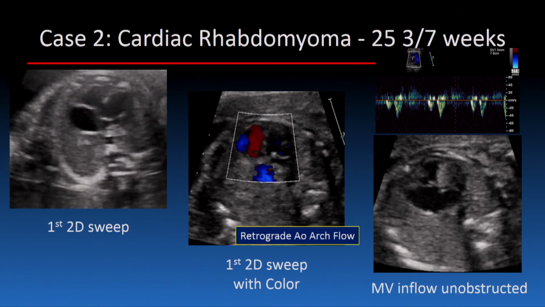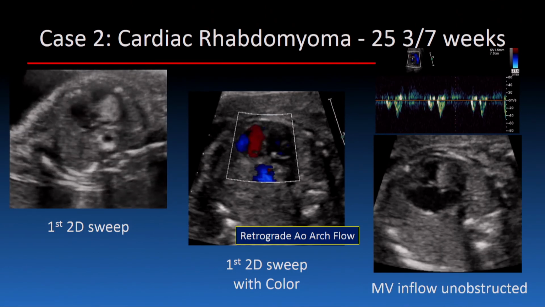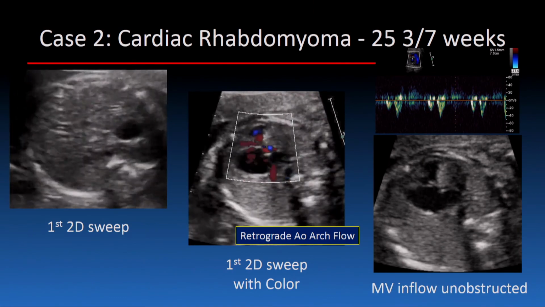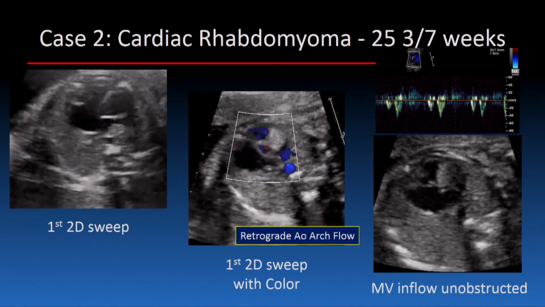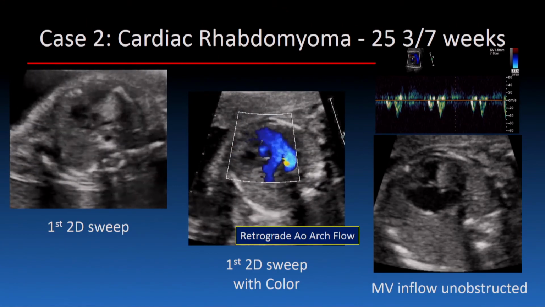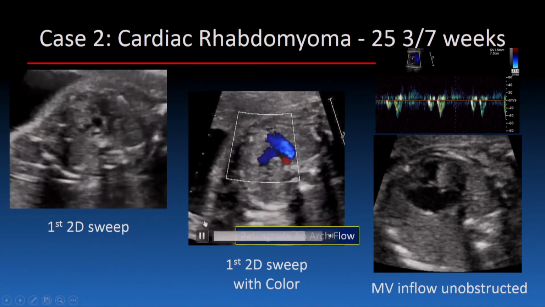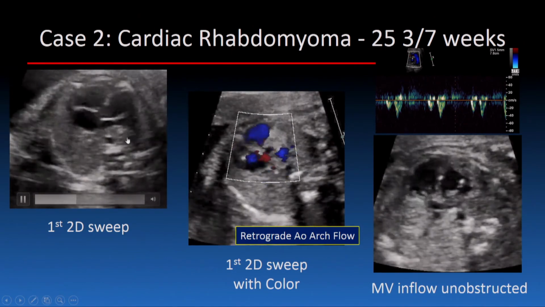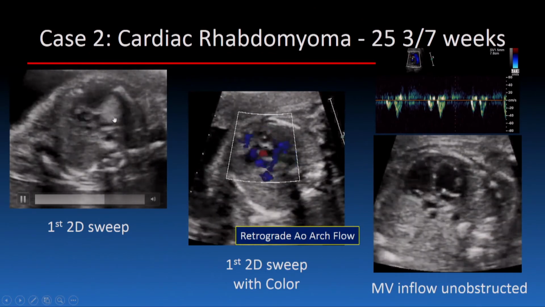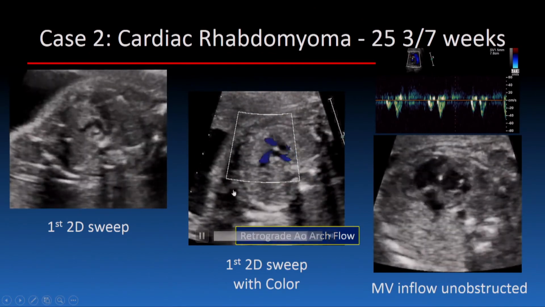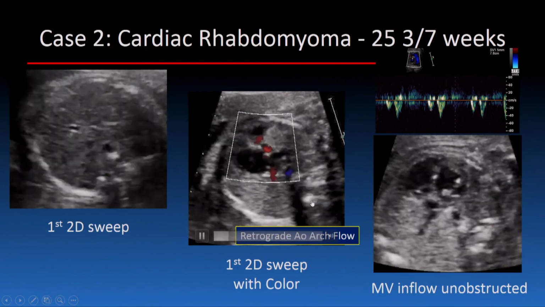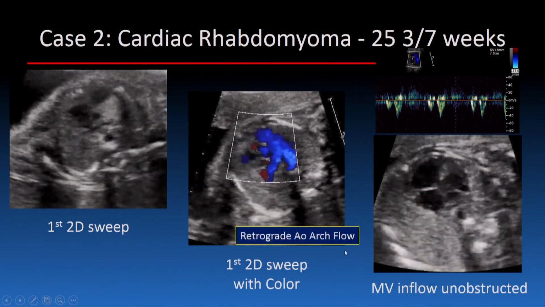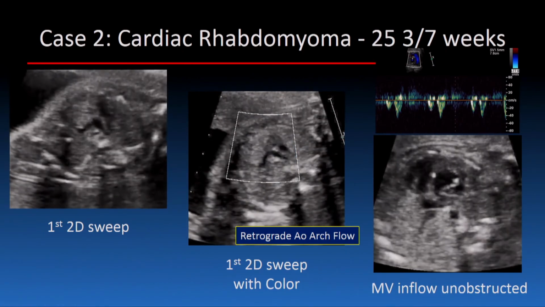Final case at 25 weeks gestation. You can see we do a 2D sweep and then a color sweep to follow on all of our patients when we start fetal echocardiography. And you can see on this first sweep all the way up from the stomach to the 3-vessel view, you can now see that there's a very large rhabdomyoma in the left ventricle. And then by color, when we get up to that 3-vessel view, you can see that there's retrograde flow in the aortic arch and that transverse aorta right there.